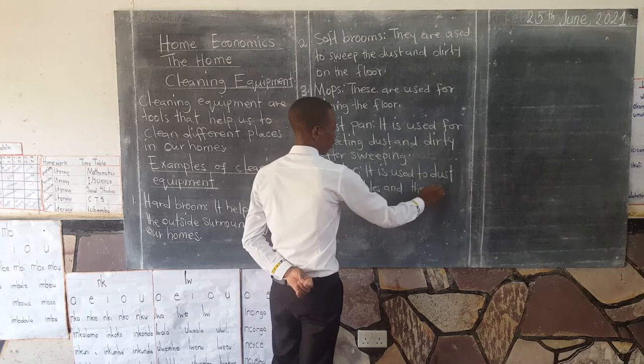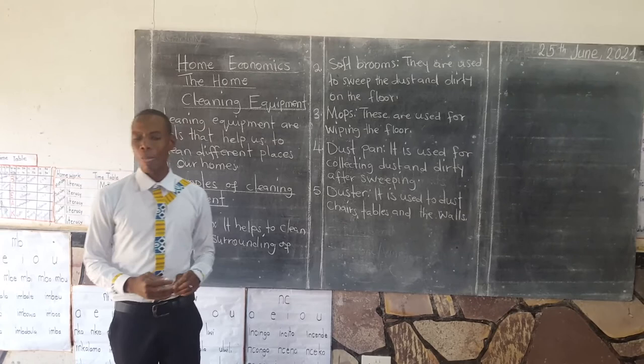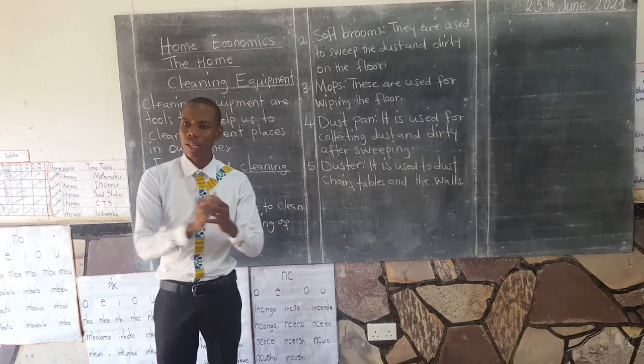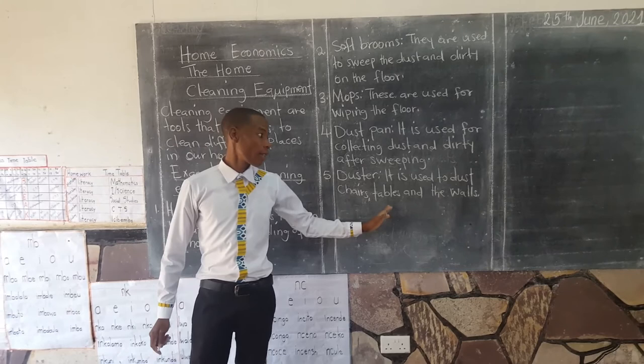There are certain times when we get to experience windy days where there's a lot of wind, and this wind raises a lot of dust. This dust ends up settling on our tables, our chairs, as well as on the walls. So to ensure that we remove that dust, you need to use a duster. So we use a duster to dust chairs, tables, as well as the walls.